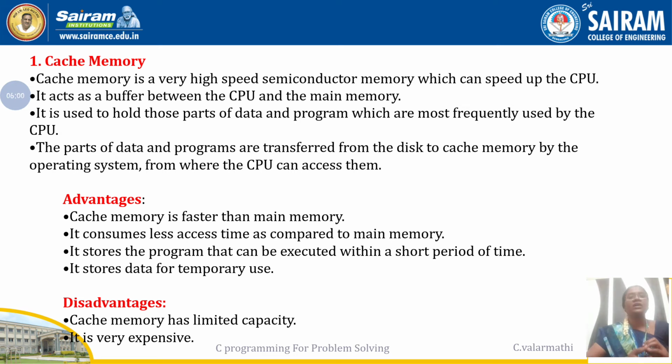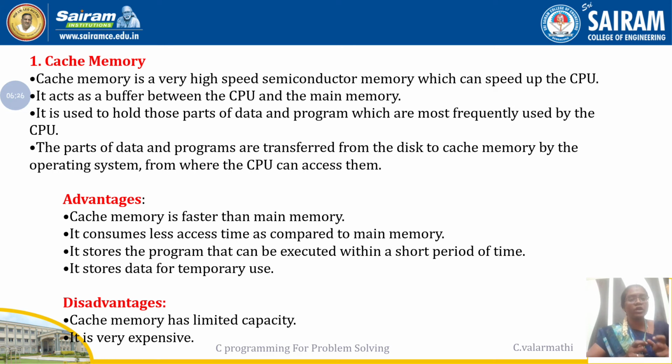Then it is used to hold those parts of data and programs which are most frequently used by the CPU. In which situation will this cache memory be more efficient? When you are going to access frequently used data, that time this cache memory plays a more important role. So it automatically reduces the time of retrieving and fetching the data. Fetching data and retrieving data are both the same.